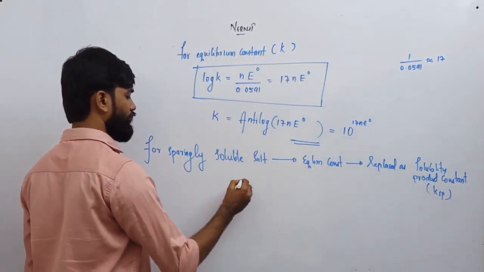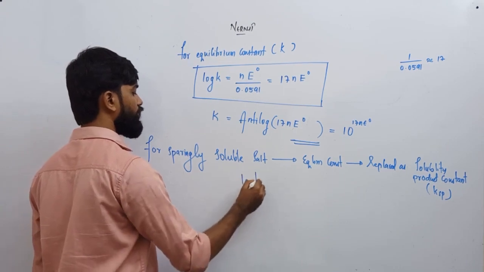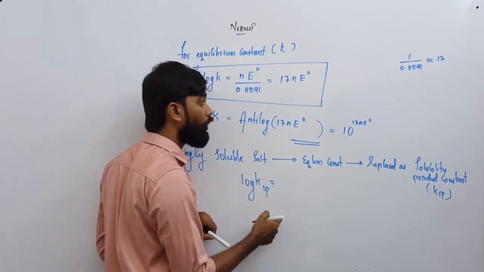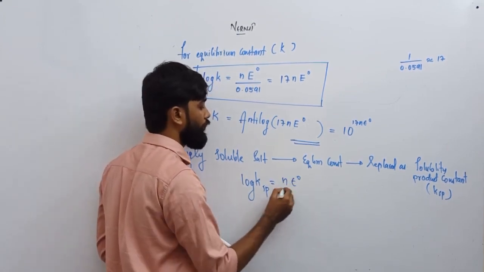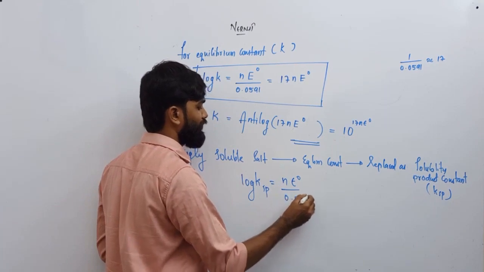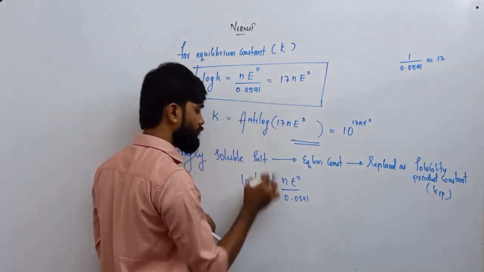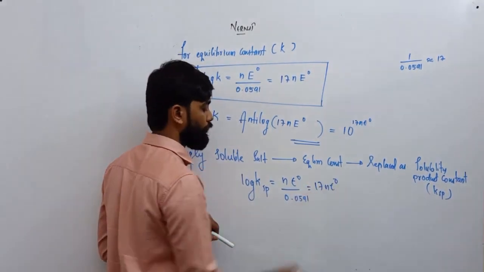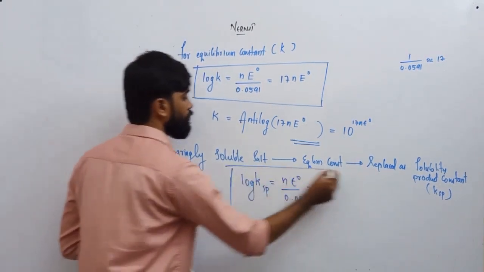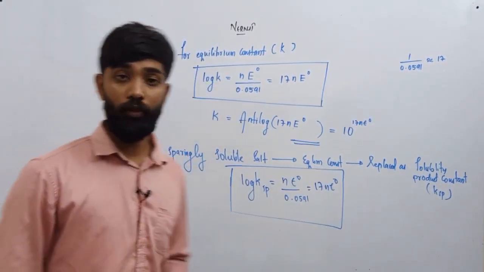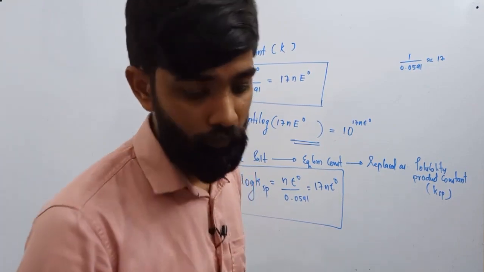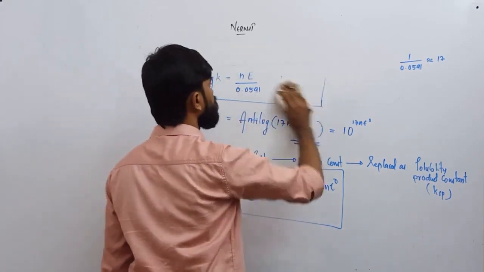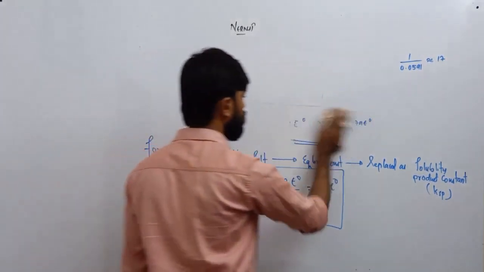So, what will be the expression? In the case of a sparingly soluble salt, log of the solubility product, log KSP, will be n E0 divided by 0.0591. Your K is replaced by KSP, which is equal to 17 n E0. Ready? So this is the expression for calculating the solubility product in the case of a sparingly soluble salt. Okay, so this is the Nernst equation. Ready?